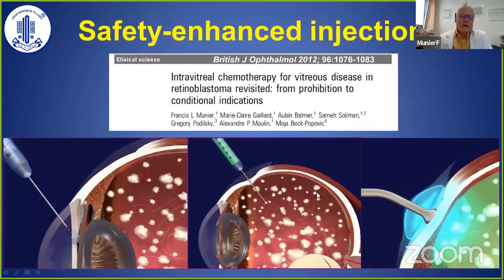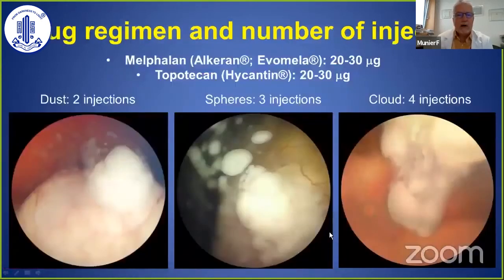Now, I will not put too much emphasis on the technique. It's well known and adopted widely, consisting of an anti-reflux procedure with cryocoagulation of the entry site to destroy the tumor cells. Now, here's my regimen, a number of injections: for dust, I do now 2 injections. So I reduced a lot compared to my initial paper where I used to inject double the number of injections for this. And for spheres, 3 injections, and clouds, 4 injections.